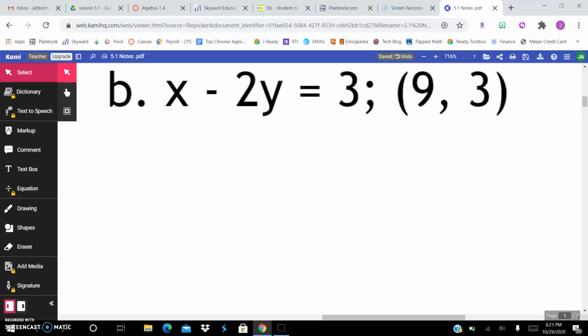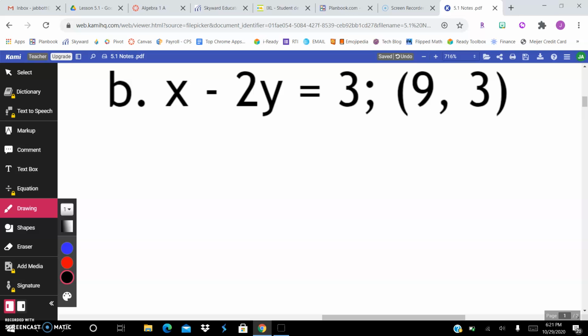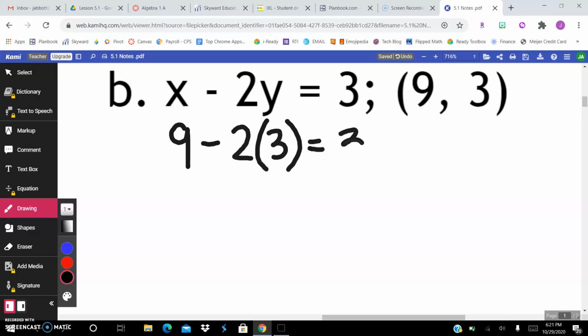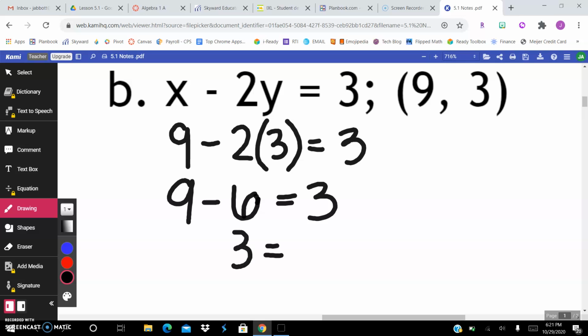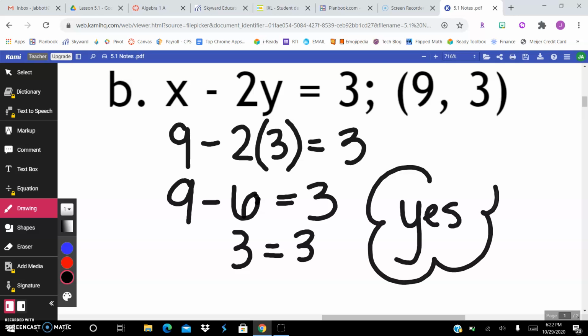For part B, we're given x minus 2y equals 3, and we're given the ordered pair 9, 3. So 9 is our x and 3 is our y. We're going to go ahead and plug those in. In order of operations, we're going to multiply. So we're going to have 9 minus 6 equals 3, and 9 minus 6 is 3. So 3 is equal to 3. So yes, this is true. So we're looking for a true statement once we plug those numbers in.